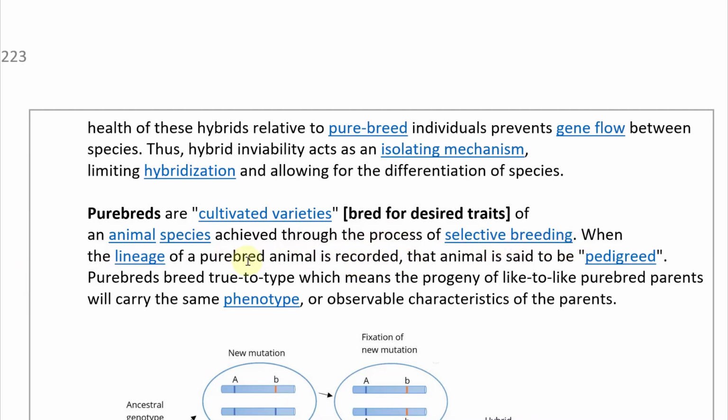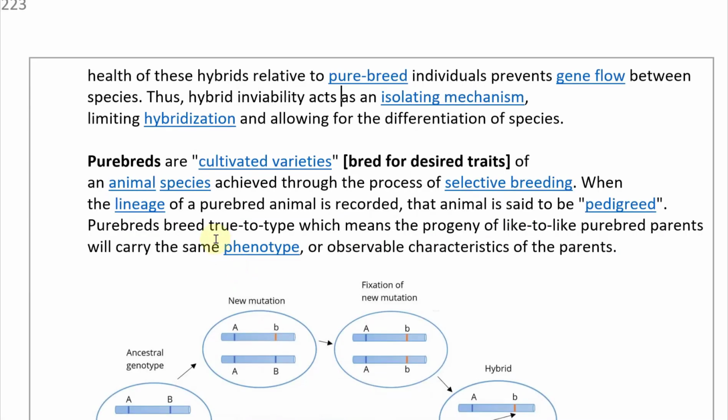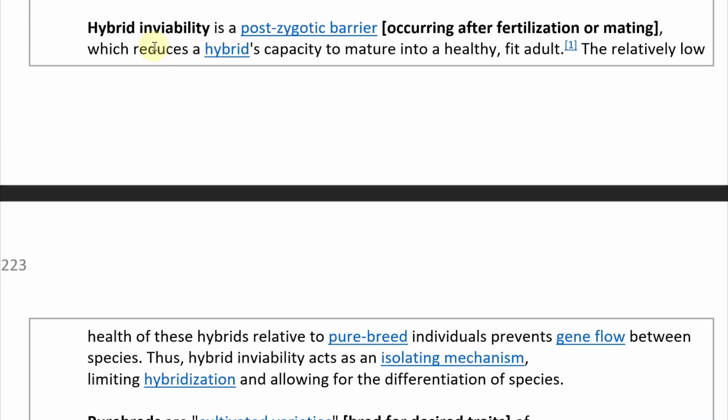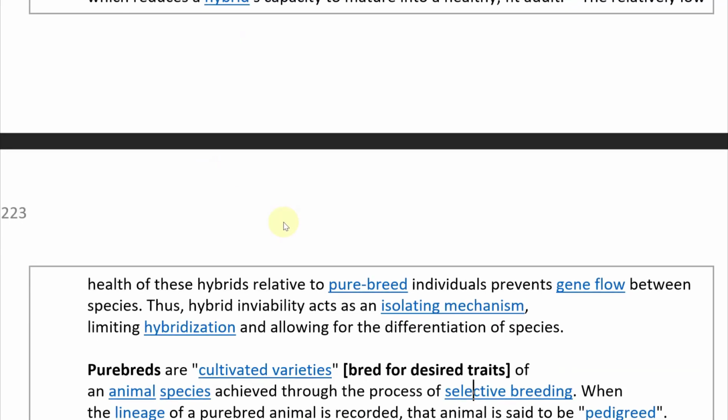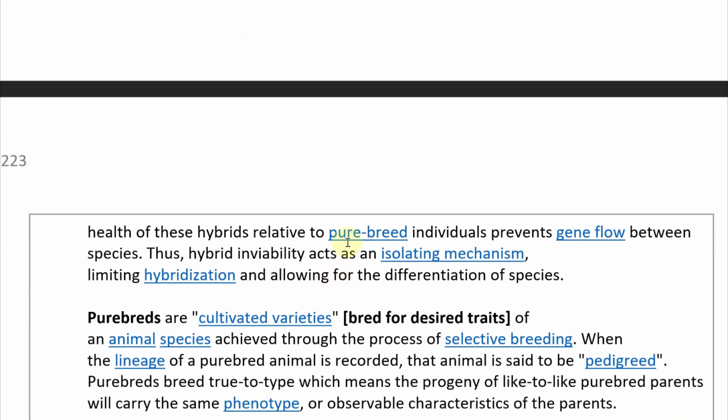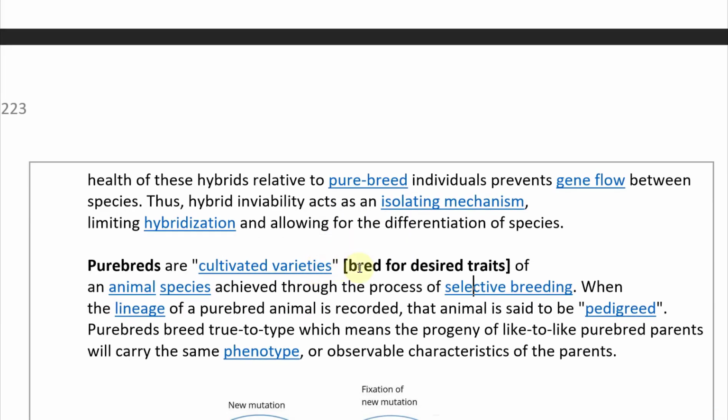And when the lineage of a purebred animal is recorded, that animal is said to be pedigreed. Purebreds breed true to type, which means the progeny or the offspring of like-to-like purebred parents will carry the same phenotype or observable characteristics of the parents. So basically, hybrid inviability is on the opposite spectrum of a purebred, where you're constantly breeding the same desired type. That's very interesting.